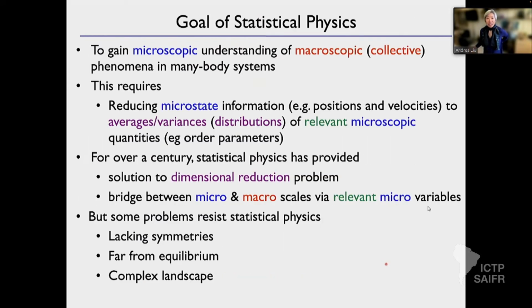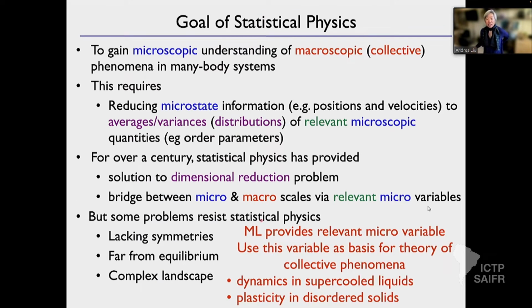And that's what I'm going to tell you about today. It turns out that machine learning provides the right microscopic variable. What I'm going to talk about is, first of all, how we define that variable and what its properties are, but then how we use that variable as the basis for a theory of collective phenomena, because it's not enough to use machine learning just to identify something. You need to use it to extract physics.